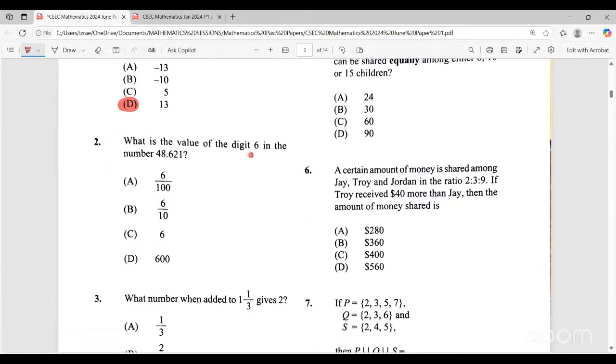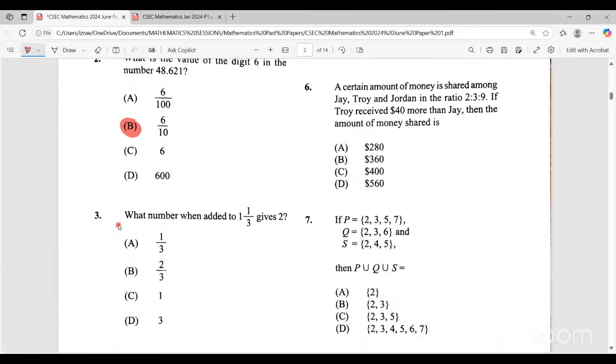Question 2, what's the value of the digit 6 in the number 48.621? 6 belongs to your tenths column. So that will be 6 over 10, as B.